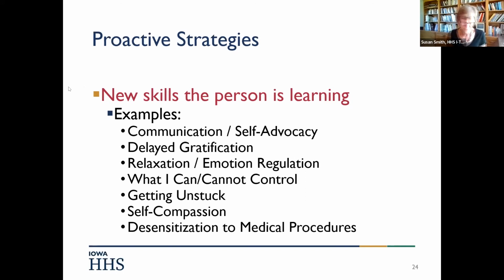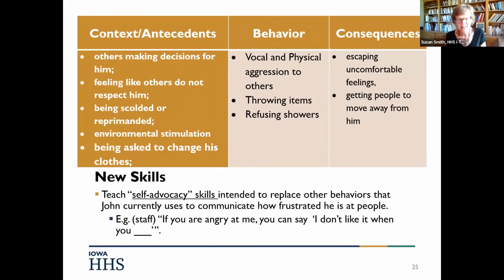Next slide. So let's look at the next slide, some new skills here. We have an example. We're going to go back to John. He was the person who had a lot of vocal and physical aggression. So for him, he might be a really good candidate for teaching self-advocacy skills, because that's basically what he's doing when he's yelling at people and throwing things. He's advocating that he wants control. He doesn't like them talking to him the way that they are, because he perceives it as them being disrespectful or treating him like a child.